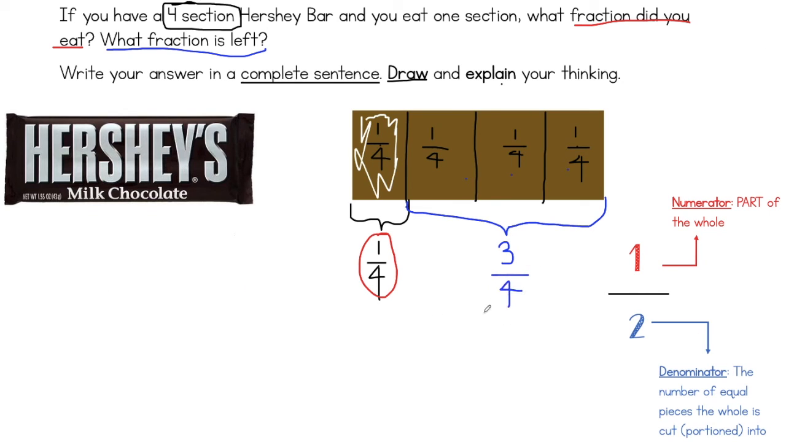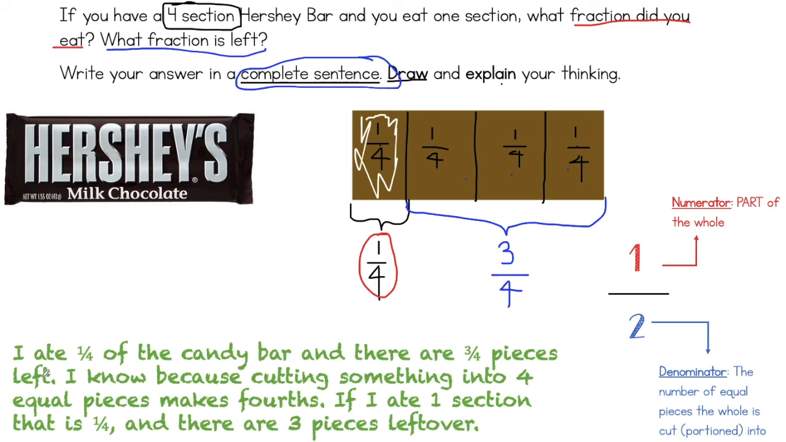This is a wonderful diagram to show your thinking. Are we done? No, absolutely not. Look back at my directions. They want us to write a complete sentence. So take a look at what I wrote. I wrote a little bit more than a sentence. I ate 1/4 of the candy bar, and there are 3/4 pieces left.